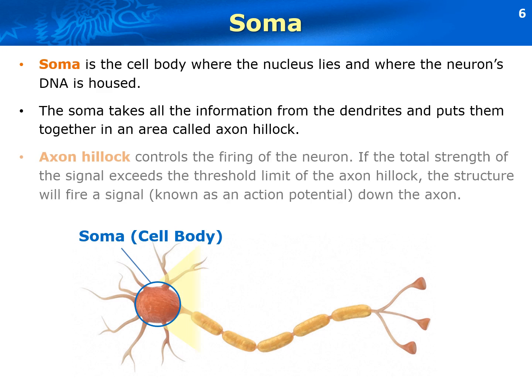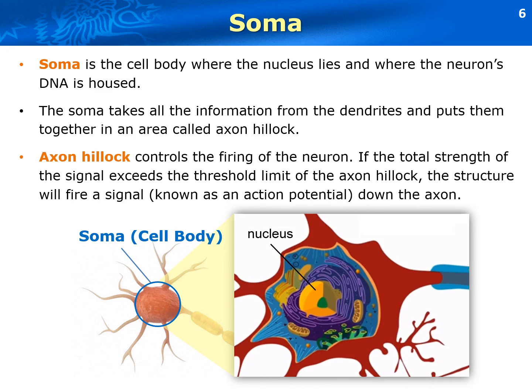This picture depicts the detailed structure of a cell body. We can see the ball in the center is the nucleus, and the axon hillock is in this area, which is the junction point between soma and axon. Axon hillock controls the firing of the neuron.